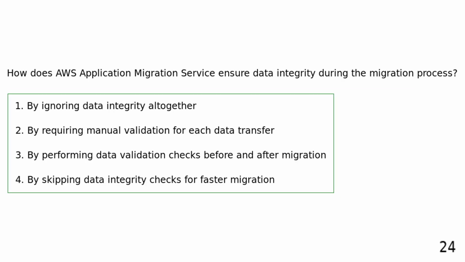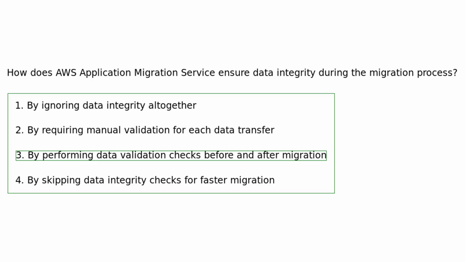How does AWS Application Migration Service ensure data integrity during the migration process? By ignoring data integrity altogether. By requiring manual validation for each data transfer. By performing data validation checks before and after migration. By skipping data integrity checks for faster migration.